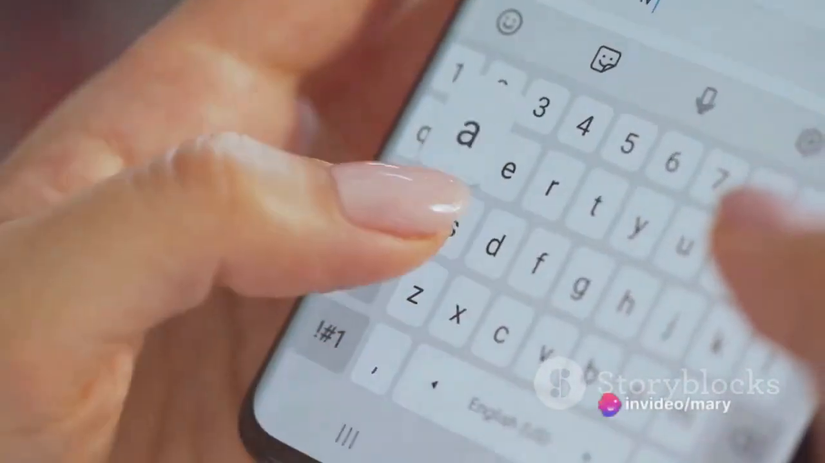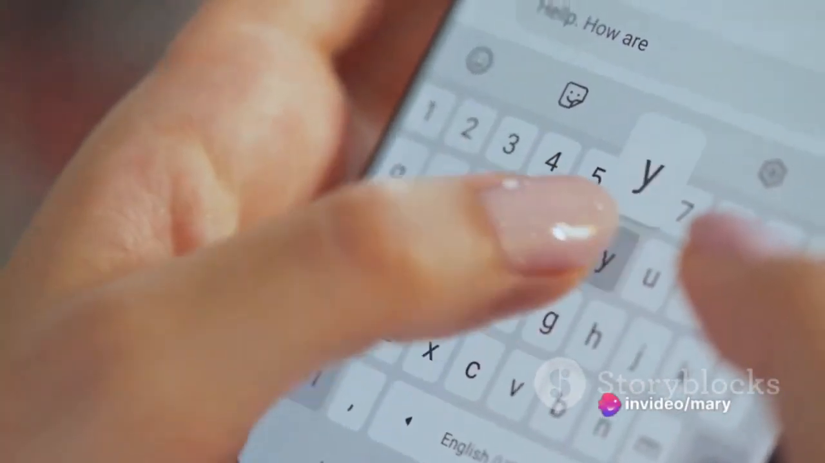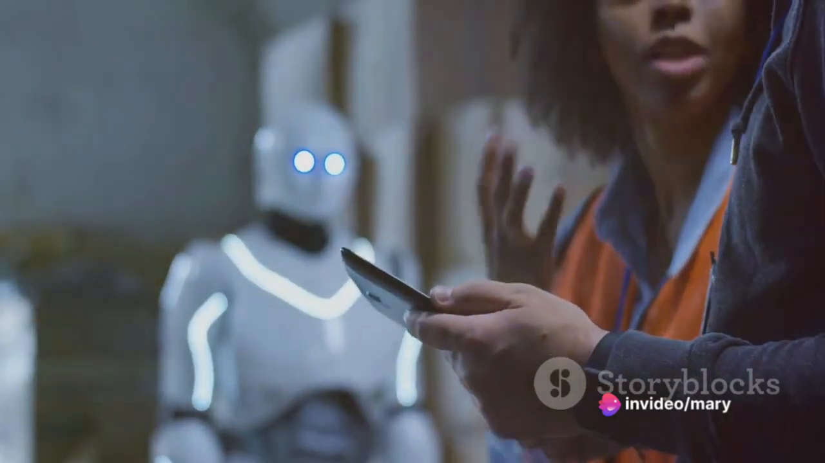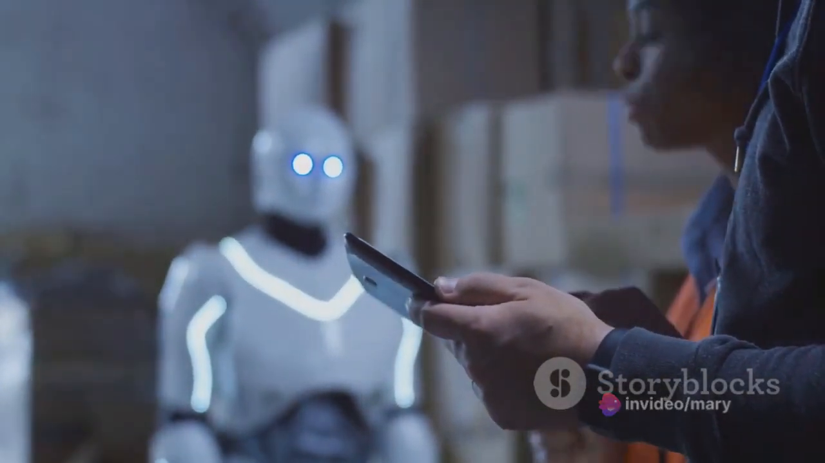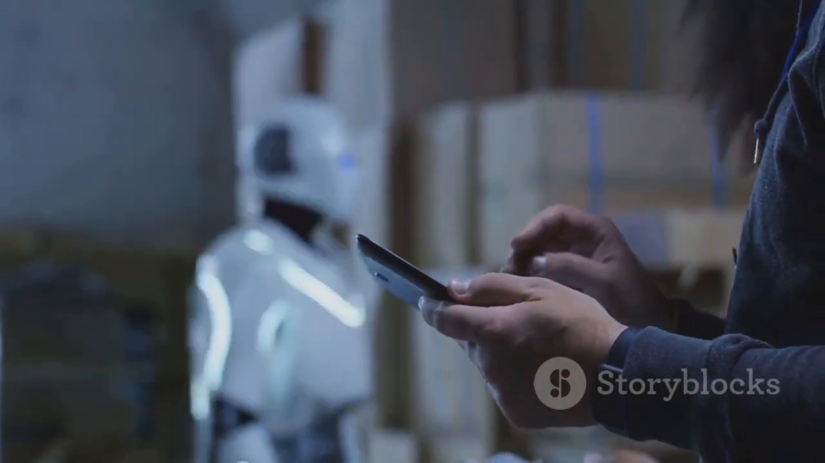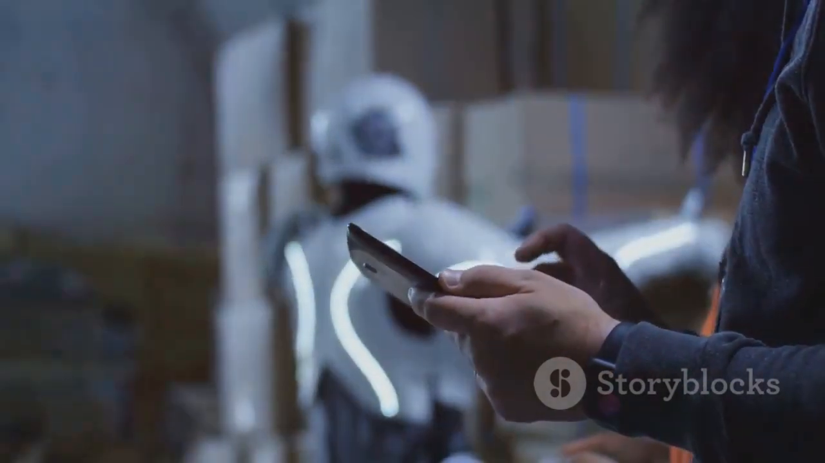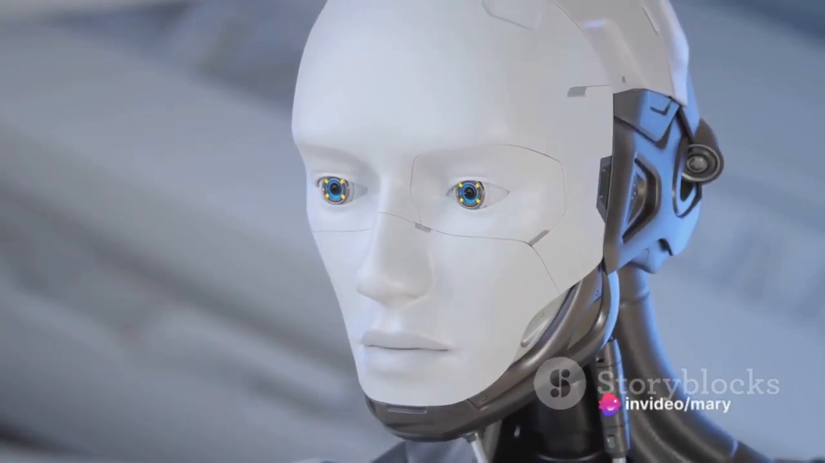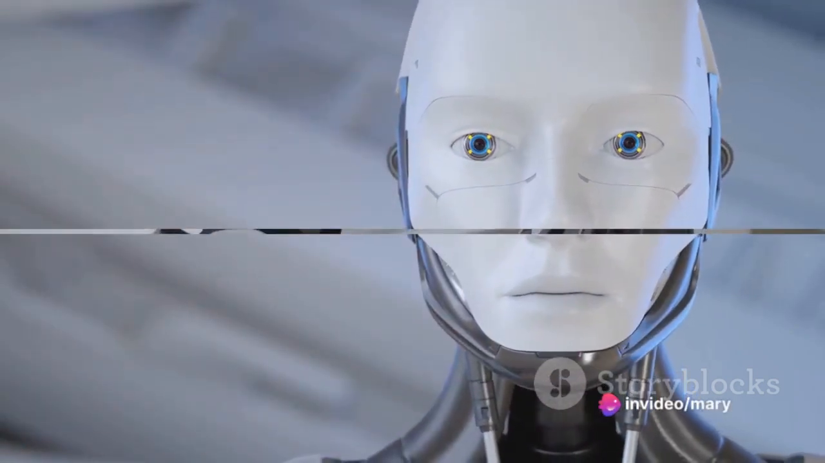The next step involves natural language processing, or NLP. This is where the chatbot processes the user's input, using techniques to break down the text, understand the context and the intent, and extract relevant information. It's like the chatbot's way of reading and understanding the user's message.